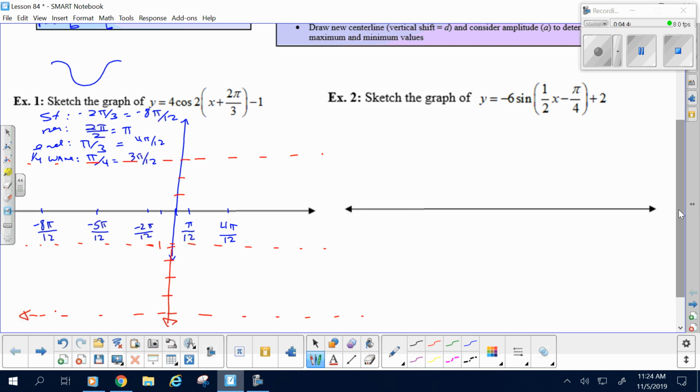That quote-unquote starting point, where is it? At the top of the wave, at the middle of a wave, at the bottom of a wave? Top. Why top? Positive cosine starts there. So where is it at negative 5 pi over 12? Center line or min? Center line. And where is it at negative 2 pi over 12? And where is it at pi over 12? Center line. At 4 pi over 12, the top. All right. Make a nice pretty wave that you would put on your fridge.